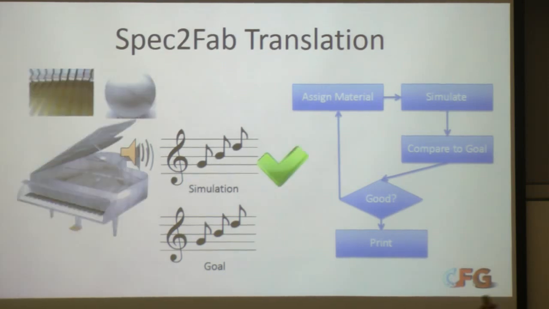So I can try another material combination. I can simulate things again. I can compare to the goal. In this case, it matches better, so I can say, okay, this is good enough. I would like to print.